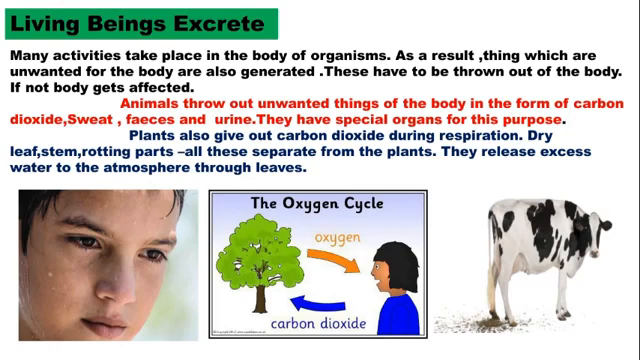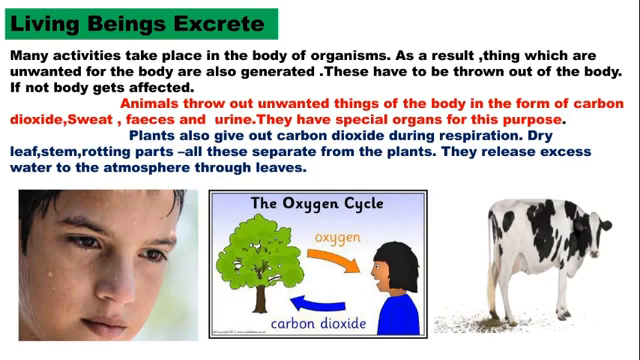In the same way, many activities take place in the body of organisms. As a result, things which are unwanted for the body are also generated. These have to be thrown out of the body. If not thrown, the body gets affected, isn't it? Yes. In the case of animals, they throw out unwanted things of the body in the form of carbon dioxide, sweat, feces, and urine. They have special organs for this purpose.